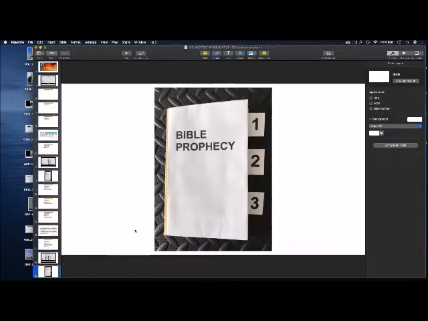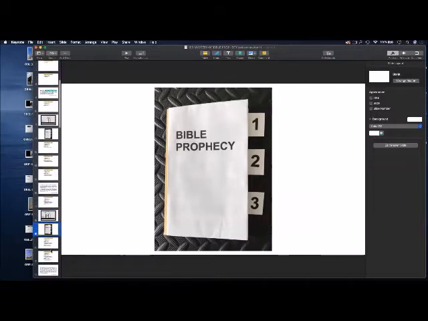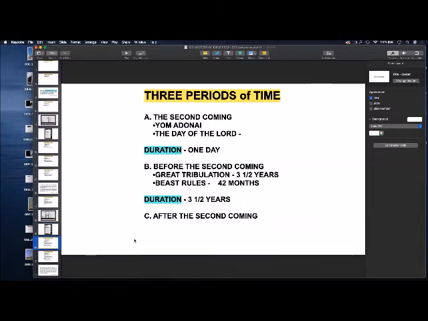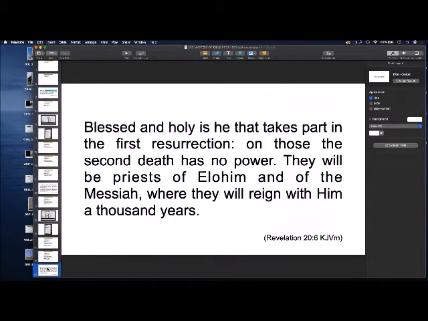All the information can be extracted from there and inserted into the first chapter of this book we're trying to create to show how this puzzle works as Bible prophecy. The third period is after the second coming. So you have the second coming, you have the period before the second coming, and then you have the period after the second coming. This is also referred to as the millennial reign.